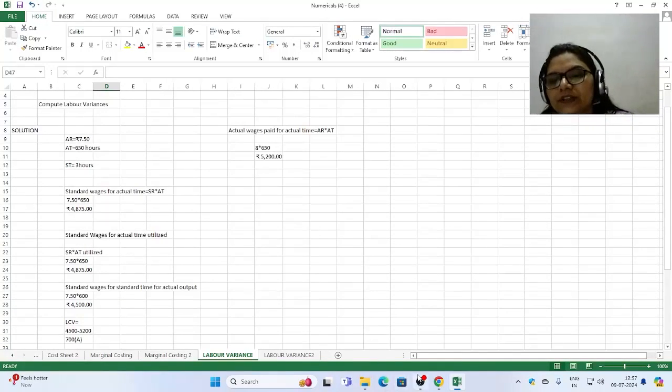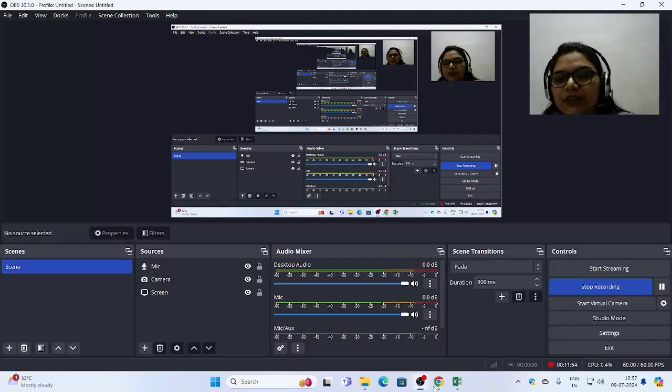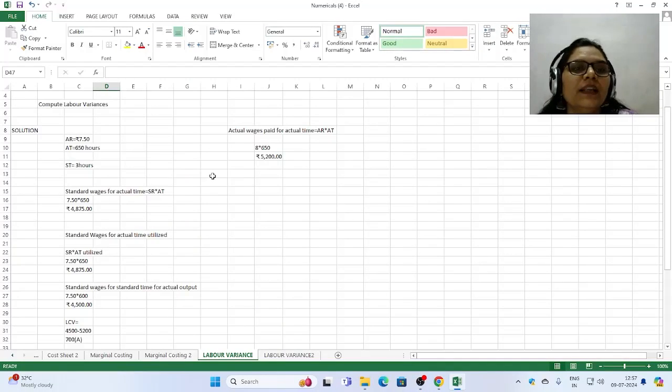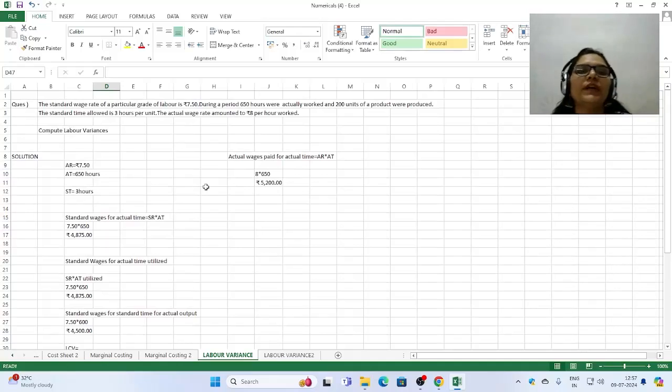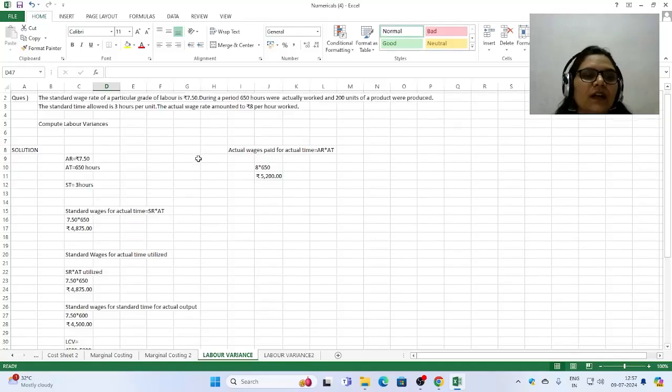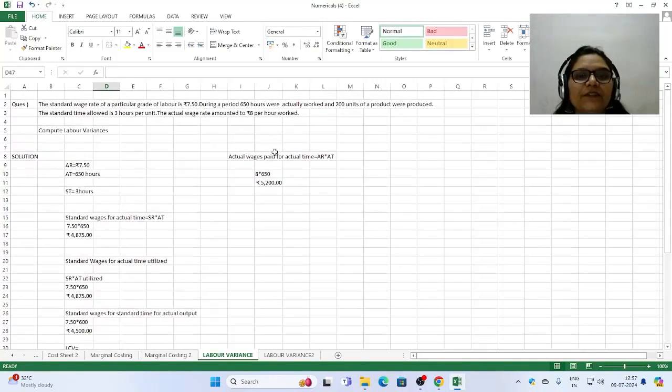If you have not understood the question or there is some confusion in your mind regarding the question, let me explain again. In this question, we have to calculate labor variances as there is a single composition of labor, meaning no kind of labor is mentioned. So we will take out only three kinds of variances: labor cost variance, labor rate variance, and labor efficiency variance. Now, see, in this question, we have to calculate first. Actual rate is 7.50.